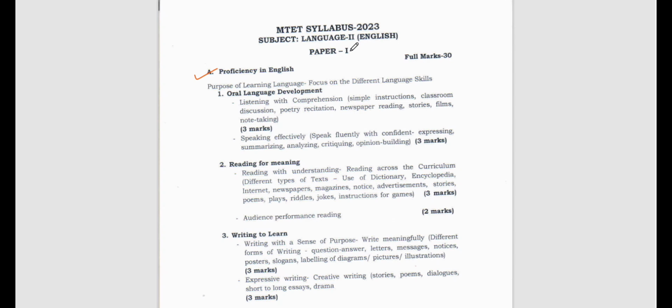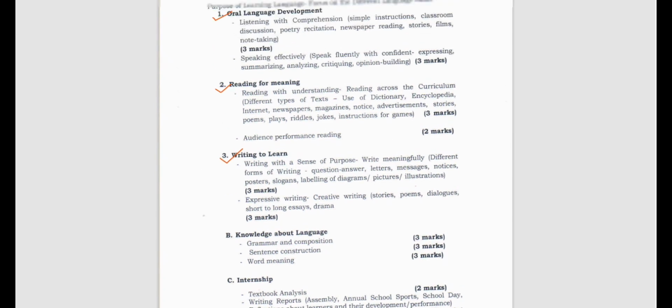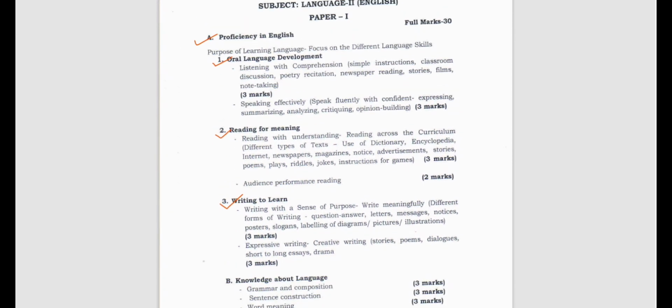Again, part A is divided into 3 parts, that is oral language development, reading for meaning, and writing to learn. Alright, so let's see what they are one by one. So part A, proficiency in English. Purpose of learning language: focus on the different language skills.